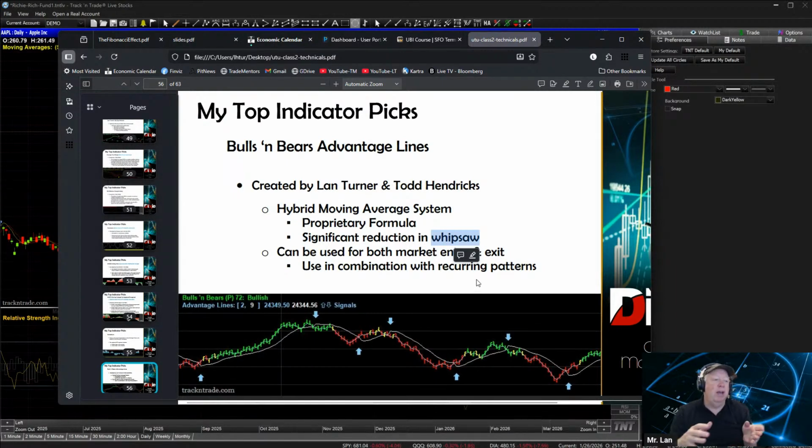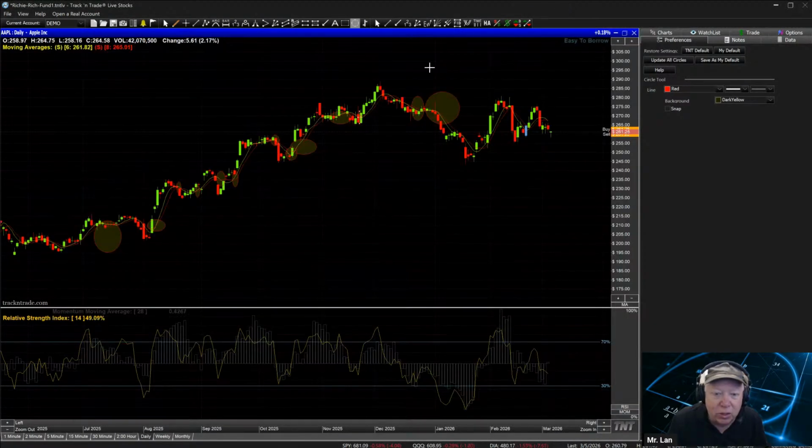The problem with moving averages is that if you make them too short, you get lots of whipsaw. If you make them too long, you get late entries and late exits. So you have a lag if you make them too long, and too many crossovers if you make them too short. So we took the mathematics and crossed it over into a different mathematical formula, and we made it so you don't get all the whipsaw.